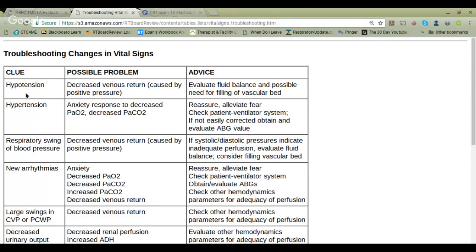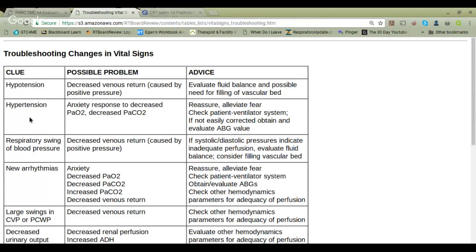So it could be: what is a possible cause of hypotension and what should you do to correct it? The answer could be: possible cause of hypotension is decreased venous return, for example caused by positive pressure, and you could evaluate the fluid balance and possible need for filling of the vascular bed.